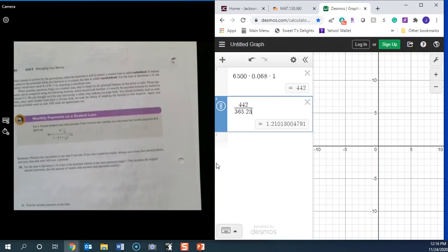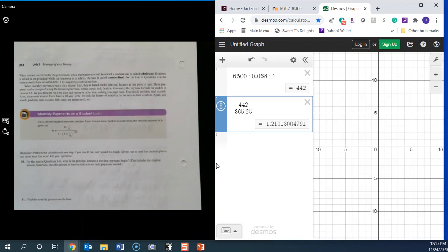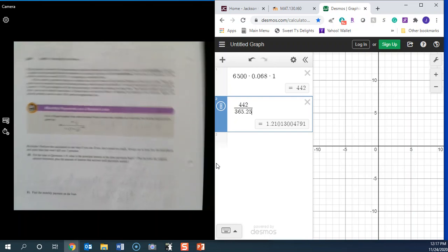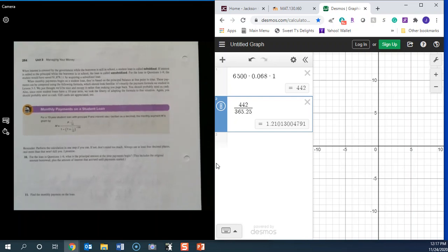So now we come here to the back. When interest is covered by the government while the borrower is still in school, a student loan is called subsidized. Now those, if you're going to take out a student loan, those are the best ones to take out, the subsidized loans. If interest is added to the principal while the borrower is in school, the loan is called unsubsidized. For the loan in questions 1 through 9, the students will have saved $1,878.11 by acquiring a subsidized loan.